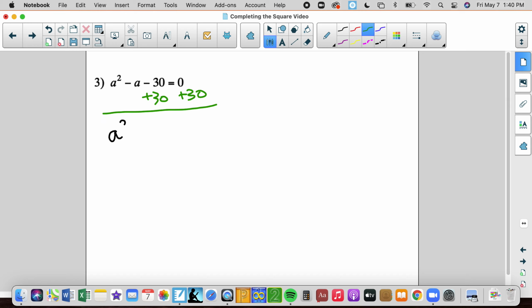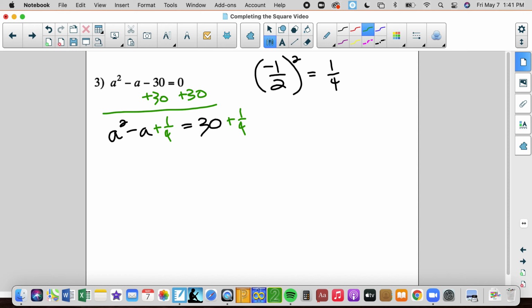And that leaves me with a squared minus a equals 30. I'm going to take, here's my b value, I'm going to take half of it, and then I'm going to square it. And that gives me 1/4. So I'm going to add 1/4 to both sides.